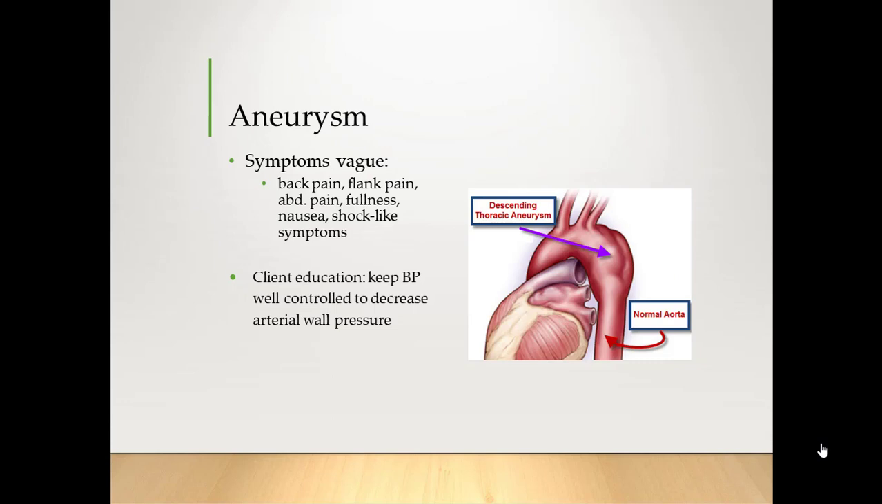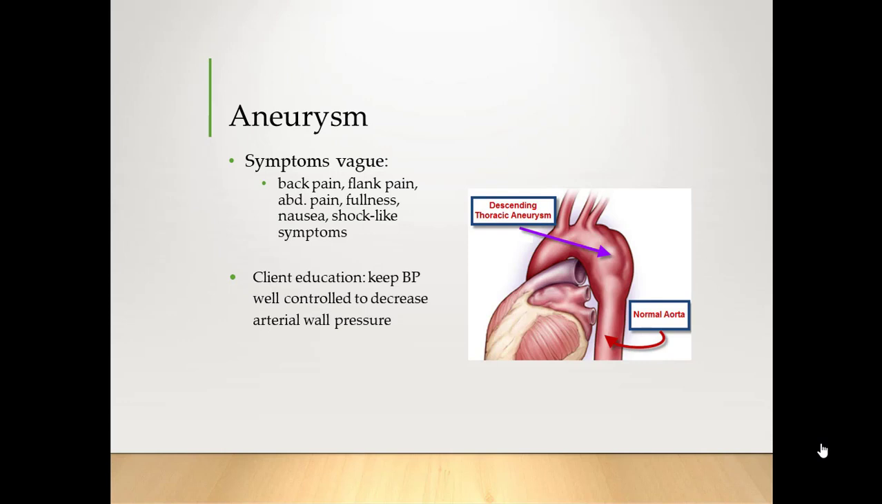So symptoms for aneurysms are pretty vague. For an abdominal aortic aneurysm, a triple A, we're going to see things like back pain, flank pain. They're going to have abdominal pain. They're going to feel full. Nausea. They might have some shock-like symptoms like hypotension, tachycardia, and they might actually be able to feel a pulsating abdominal mass in there.